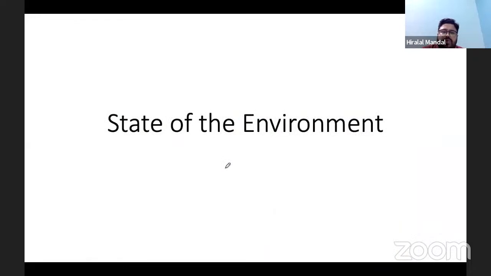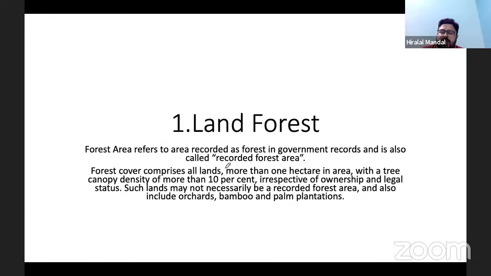Now, let us talk about the status of the environment. When we talk about the environment, we will talk about three things: land, air, and water. So we will look at how we utilize the land resources, the air resources, and also the water resources. The first thing is about land and forest. Recently, we have also looked at the land survey that was carried out, but here we will look at some of the performing states, how they are performing in terms of land and forest.